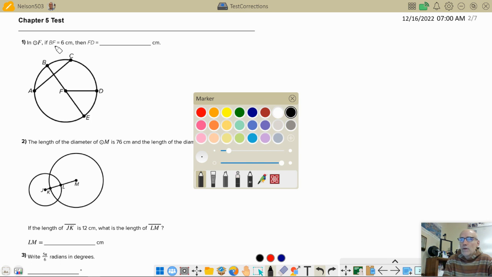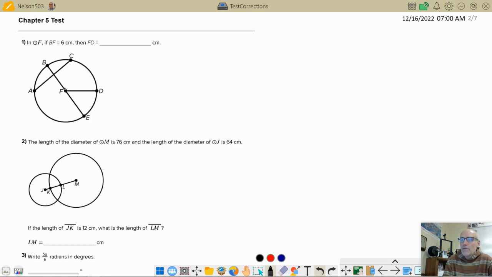This first one, it says BF right here. BF, this segment right here is 6 long. That's the radius, right? So every radius is going to be 6. I don't care if it's drawn here or drawn here or drawn right there. They're all 6 long, right? So FD is 6 long. The length of the diameter of M is 76. That means the radius is 38.